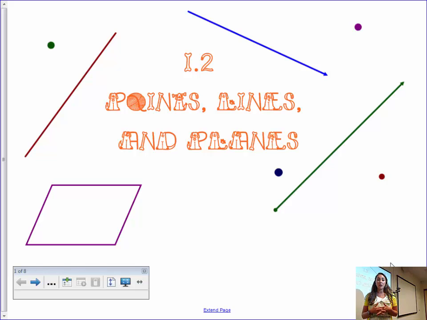So here is our first lesson today, and we're going to be talking about section 1.2, points, lines, and planes. And Miss Hurst is the definition guru today. She is going to start off our video.